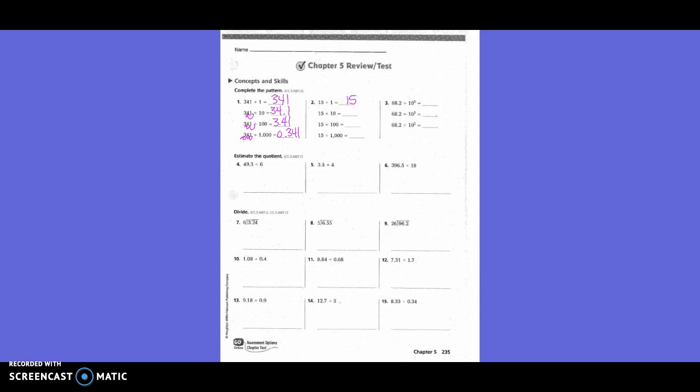15 divided by 10, I'm going to loop it to the left once. So my answer is 1 and 5 tenths. 15 divided by 100, I'm going to loop it to the left twice. So my answer is 0.15. And then 15 divided by 1,000, I'm going to loop it to the left 3 times.